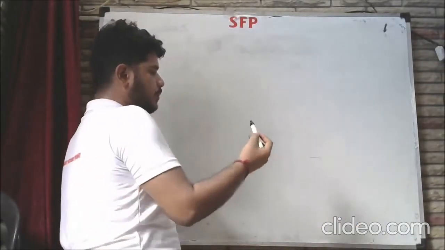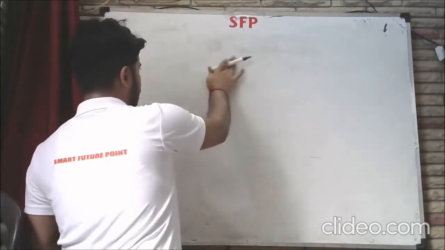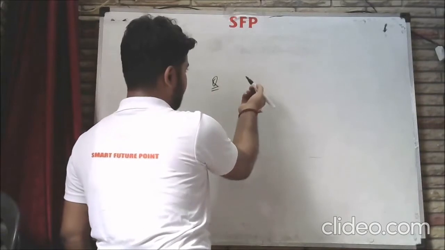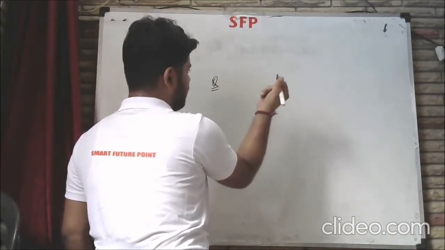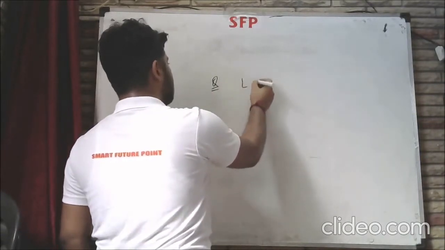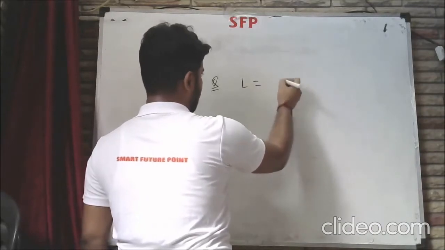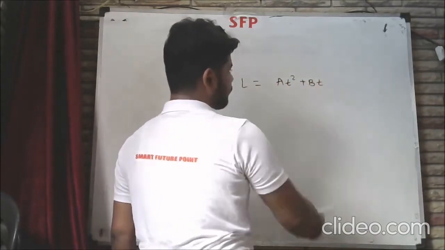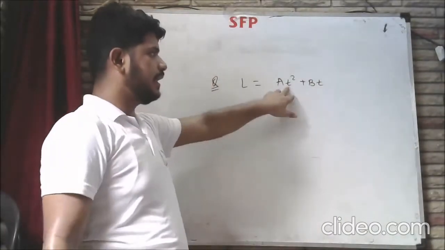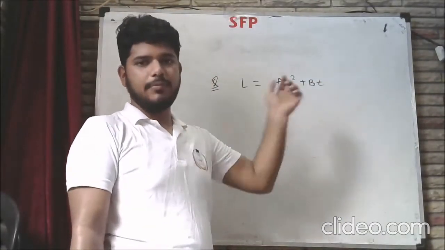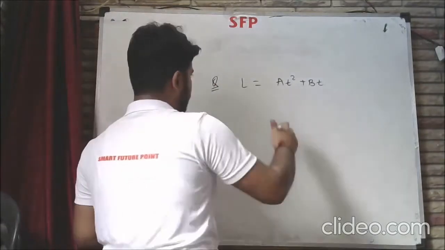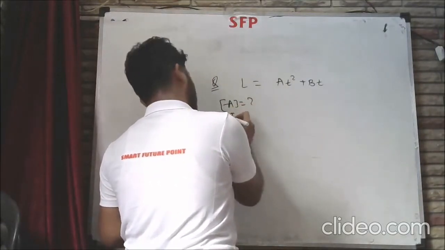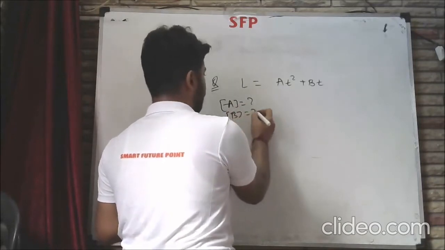I am giving you a very simple question. After that, I will give you a competitive question at the level of competitions like NEET. For example, if I say that length is represented by at square plus bt, where t is time, a and b are two constants, we have to find the dimension of A and the dimension of B.